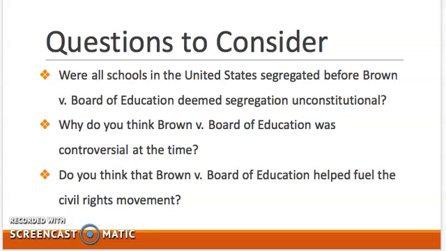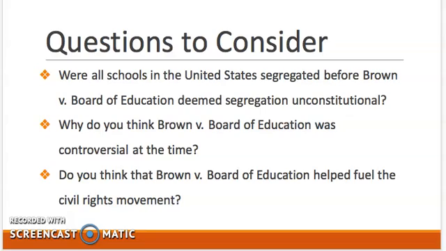And here are some questions to consider. Where were all schools in the United States segregated before Brown versus Board of Education deemed segregation unconstitutional? Was this happening throughout the United States, or was it really in maybe certain pockets? Why do we think that Brown versus Board of Education was controversial at the time? Why was it such a big deal that we had segregation in schools? Why was it so controversial?